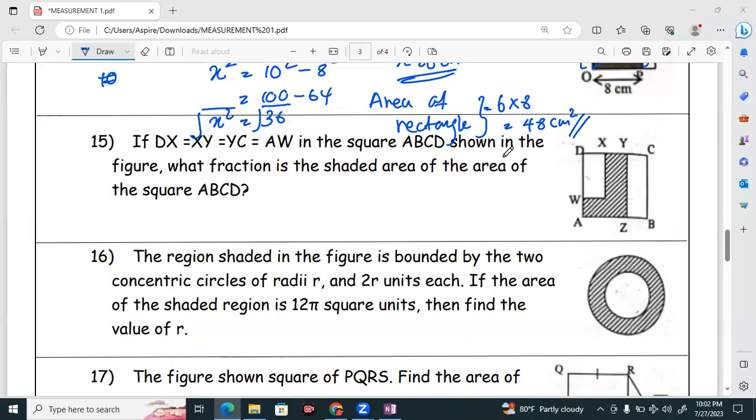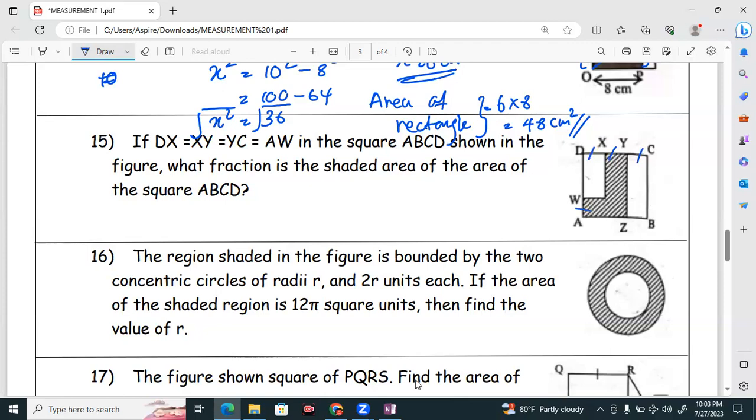Here it is given that DX equals XY equals YC in the square ABCD shown in the figure. What fraction is the shaded area of the square ABCD? They are asking how much of a part the colored shaded area is. They have given that DX, XY and YC, these parts are equal. Okay.